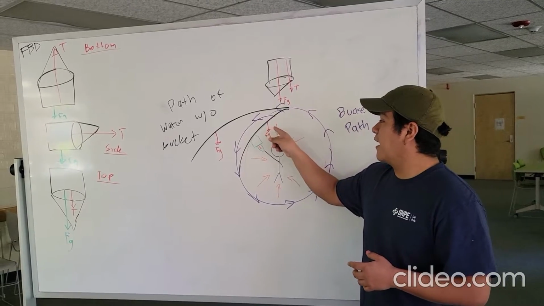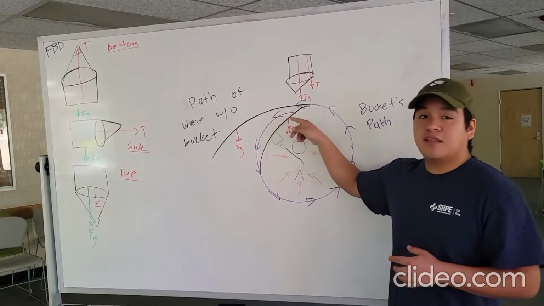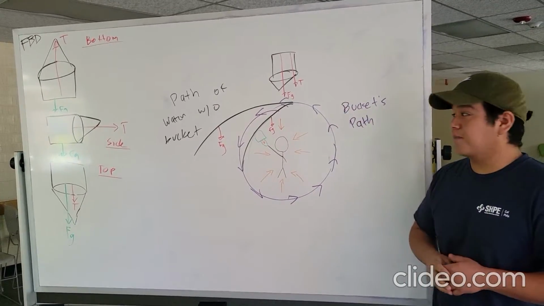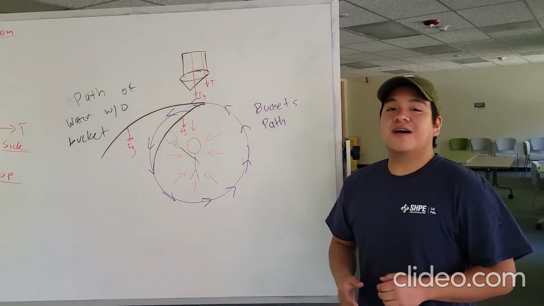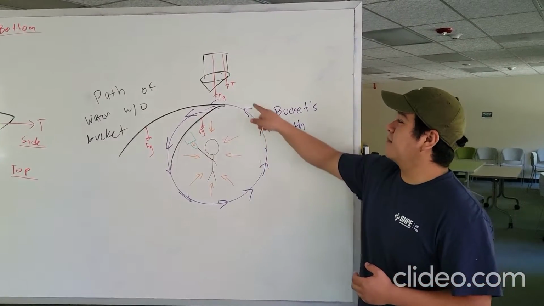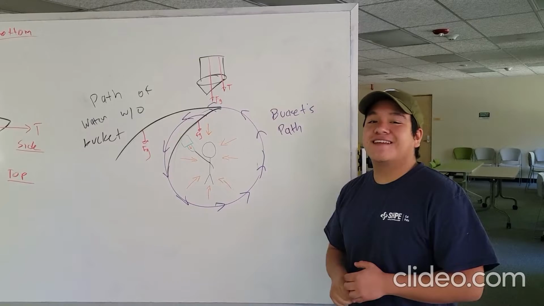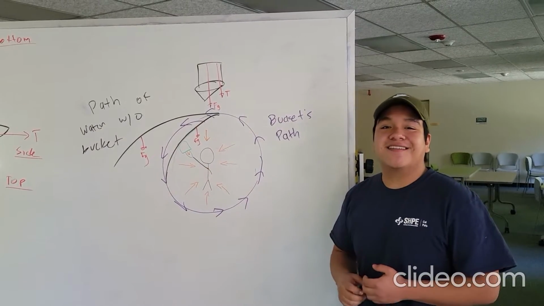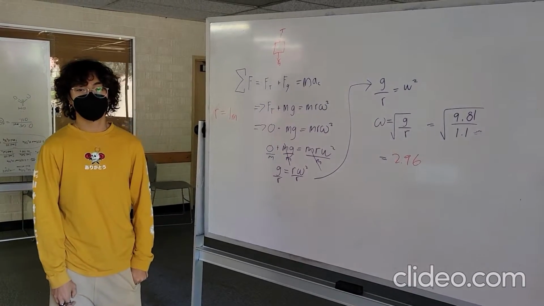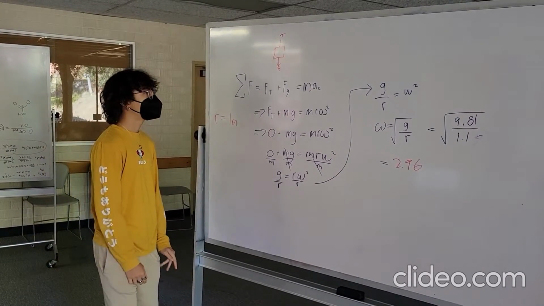and the path of the water has to be greater than the path of the bucket, for the bucket to contain the water. Otherwise, the water would fall on Ivan. Also, at the top, the force of gravity is greater than the force of tension. We sort of made a mistake in the last video. So we're going to be solving for the minimum speed to get the water to stay in the bucket.